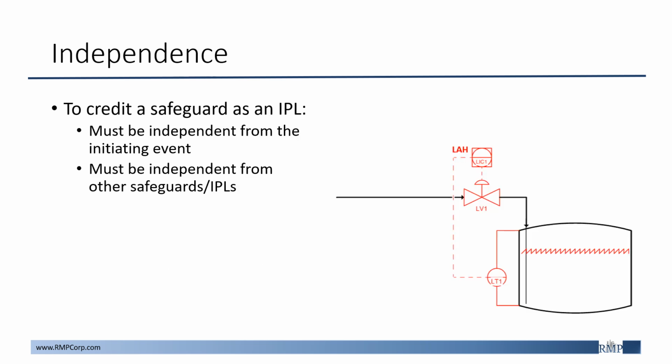To credit a safeguard as an IPL, it is important for it to be independent from the initiating event and from other safeguards or IPLs that are being credited for a given scenario. One of the most common examples of this is shown in the image on the right, describing the independence from the initiating event. If the scenario that we're looking at is LV1, the control valve malfunctioning open due to some type of misreading from our level transmitter 1, the existing high-level alarm that is associated with the overall control loop may not be credited, as it may not be independent of the initiating event. So this could cause some type of inability for the alarm to come into play. So traditionally we would see this as not being independent and not credited as an IPL for this specific scenario.